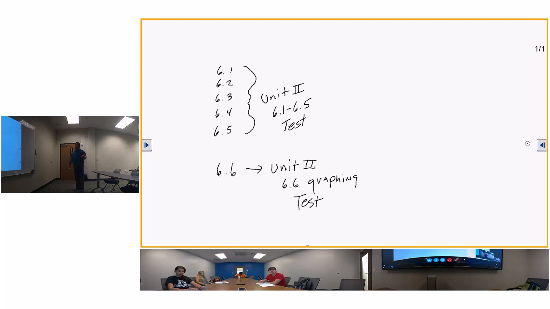So if you want to find out your grade, you average those 3 grades, multiply by 0.8, and then you take the homework, multiply that by 0.2, and add them together. That's what you got. So right now, when we get through with the graphing test, you will have 3 test grades. Okay?